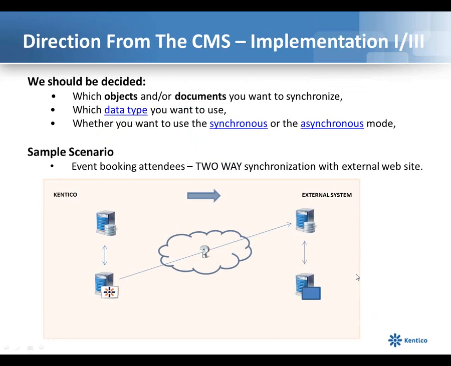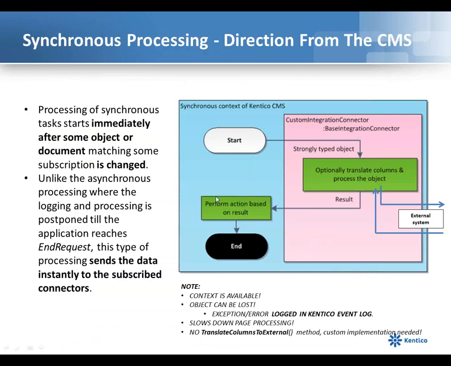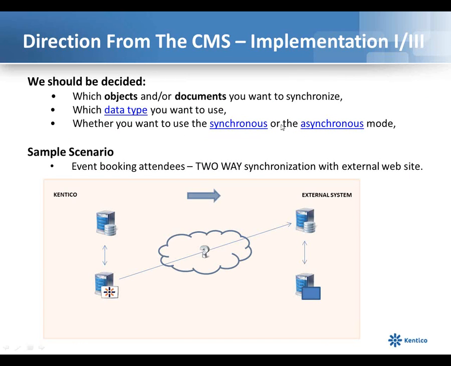Okay, so let's jump into a real scenario. I want to walk you through what I have so far. When you're doing the implementation itself, obviously, first of all, we need to decide what we want to subscribe to. Do we want to subscribe to objects or documents? And then you filter out those objects, either all of them or just users, roles, page templates, style sheets, whatever you can imagine. Then you need to define what's going to be the data type that you want to use. So one of these, simple snapshot or snapshot, so what you want to work with. And the last thing is that you need to define whether you want to use a synchronous or asynchronous mode.